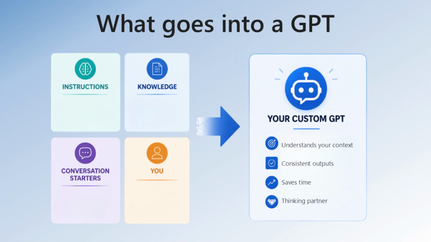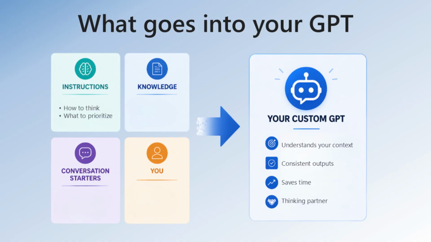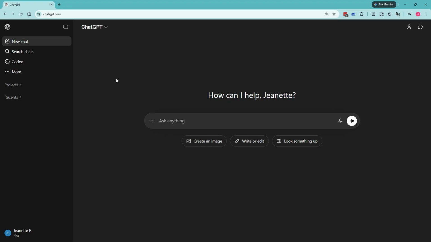A custom GPT is really just a system. You give it instructions so it knows how to think. You give it knowledge, like your resume and past materials. You add conversation starters so you are not starting from scratch with a prompt. And you can specify your own goals and preferences. When you put all of that together, now you have something that understands your context, gives consistent output, and saves you time. So let's build one in ChatGPT.